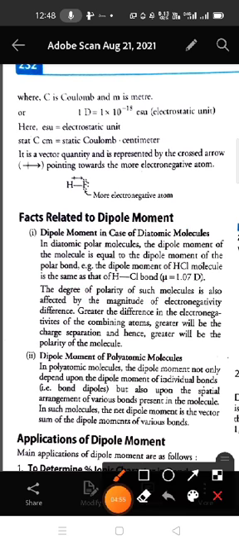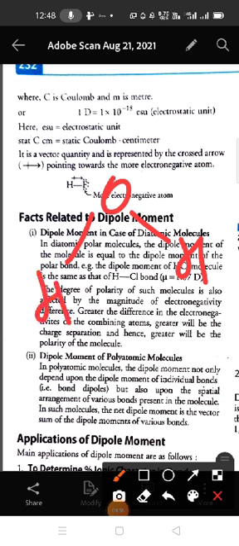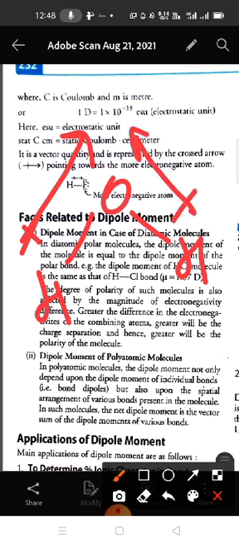Another example, like H2O. So you will show it like this.